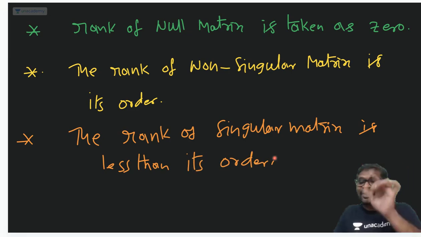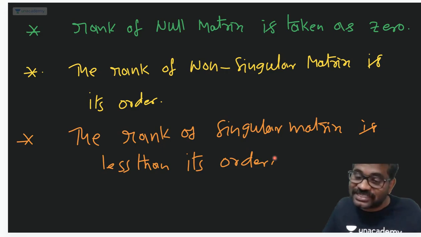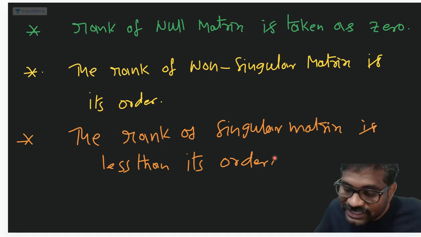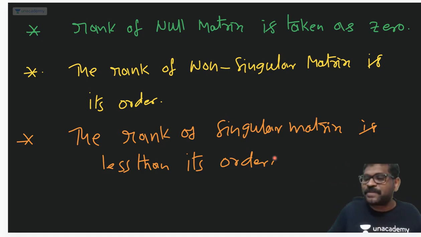Less than its order. Sir, why less than its order? Why not greater than its order? Rank can never be greater than its order, because you are going to take the highest possible minor. That's why rank never exceeds its order. Rank is either equal to its order or less than its order.